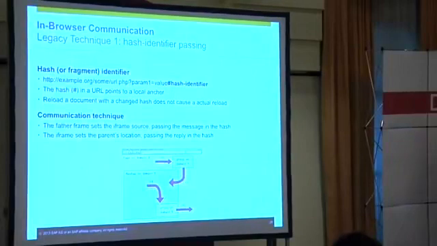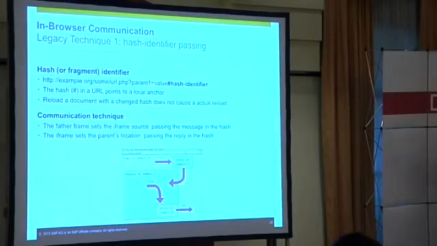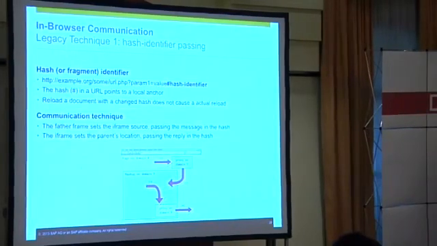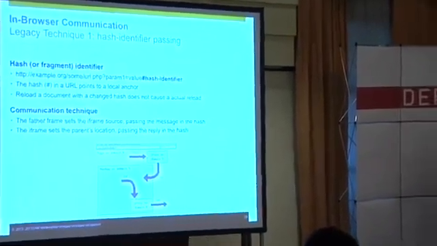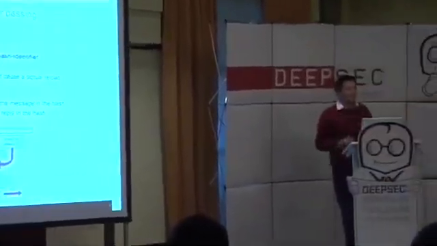The good thing about this hash identifier is that if you reload a URL and only change the hash identifier, there's not actually a reload happening in the browser. It just changes the hash identifier, and you can extract it via JavaScript. The communication technique that can be used for cross-domain communication is that you have a window and a frame in the window, and the window is able to navigate the frame. And on the other side, the frame is able to navigate the window.